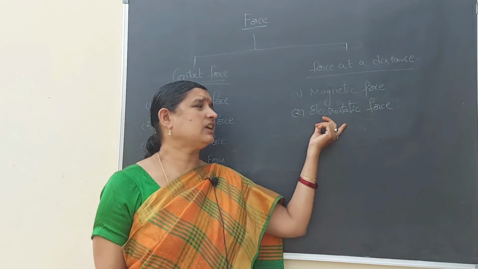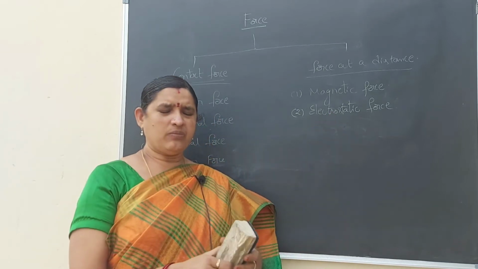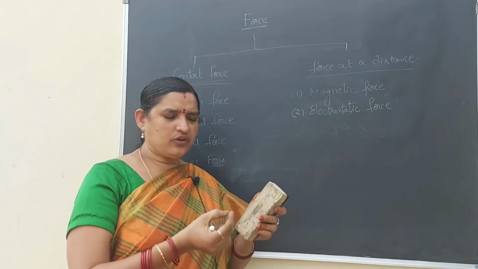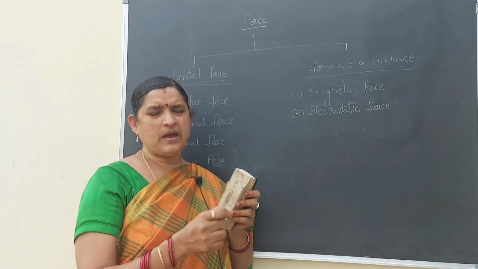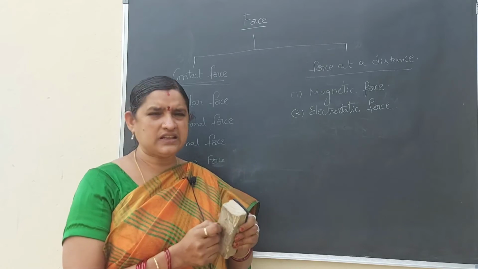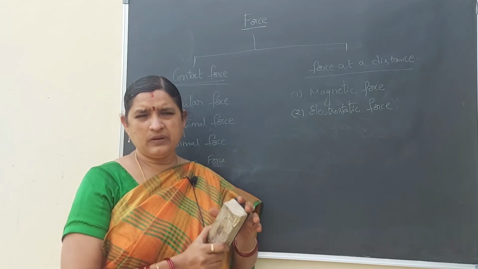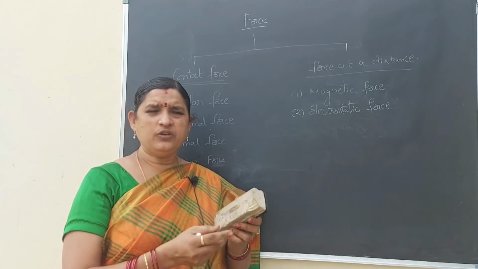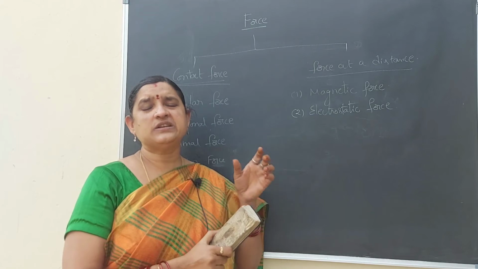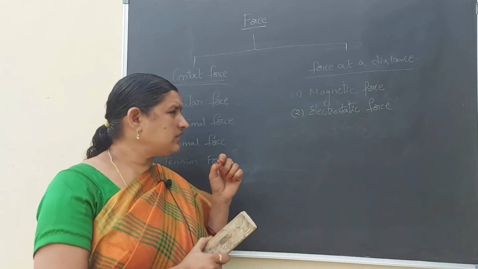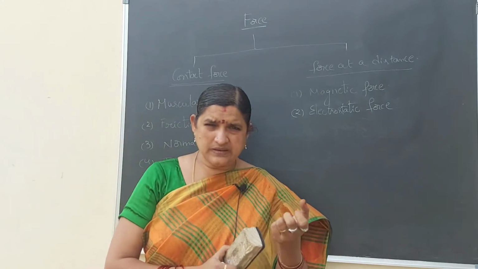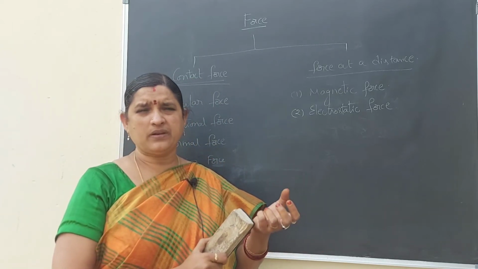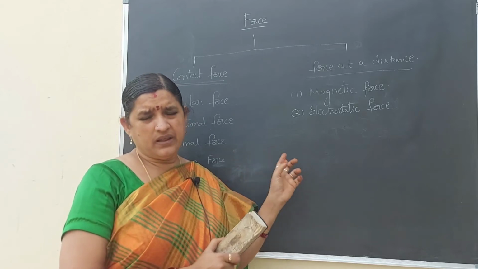The next one is electrostatic force. If you rub a balloon with a polythene sheet, after some time it acquires some charge. If you keep small pieces of paper near that balloon, the rubber balloon attracts the small pieces of paper. Why? When you rub with polythene sheet, it acquires some charge. So due to the charge, it attracts the small pieces, dust particles and small pieces of paper, all are attracted by the rubbed balloon.